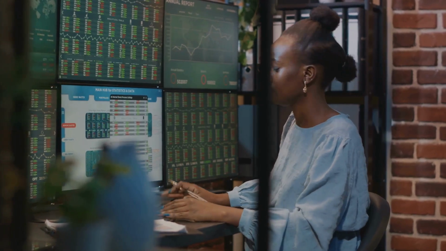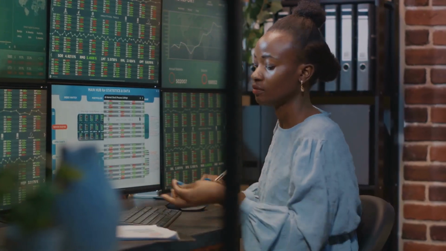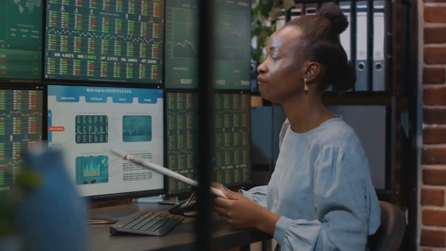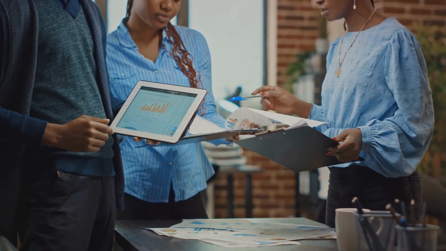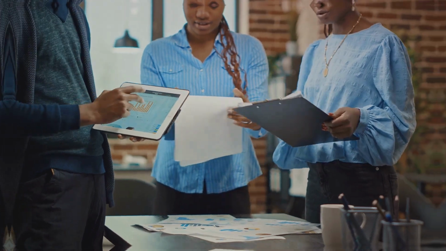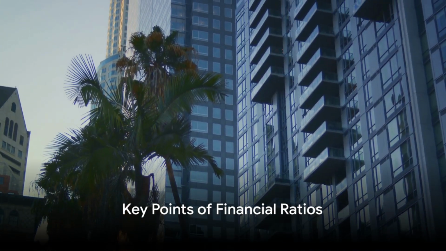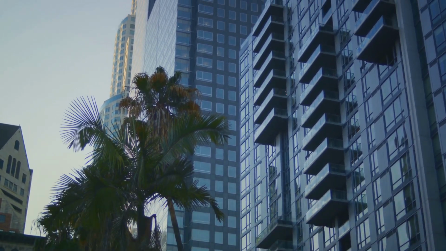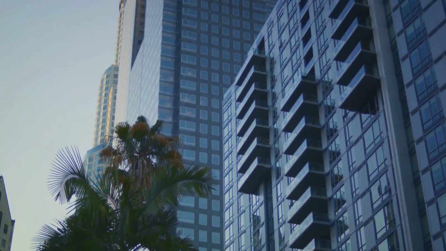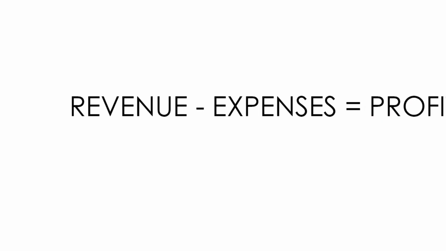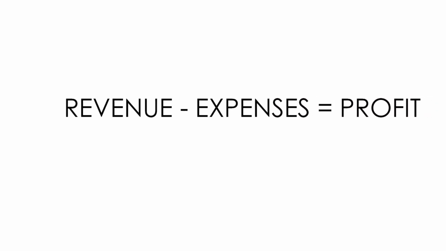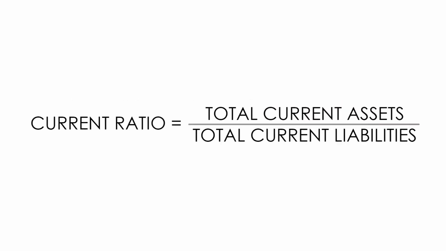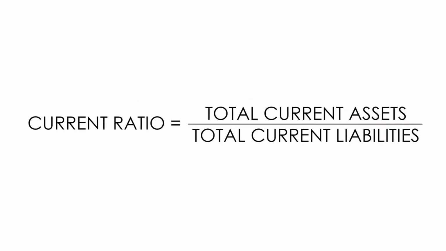Each of these ratios offers a unique perspective on the financial health of an architecture firm. Understanding them can provide valuable insights into your firm's financial performance and help you make informed business decisions. With a better understanding of each ratio, let's summarize the key points and their importance in managing an architecture firm. First, we have the fundamental equation that governs all businesses: revenue minus expenses equals profit. This is the backbone of your firm's financial health. A healthy profit margin allows for growth and stability.